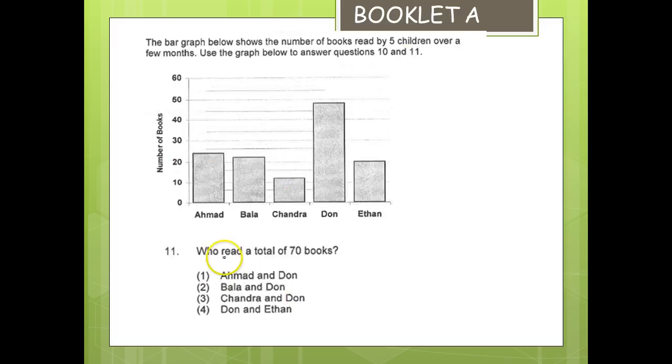Who read a total of 70 books? If I look, this is 24, Bala is 22, Chandran is 12, Don is 48, and Ethan is 20. Ahmad and Don would be 24 plus 48, which gives me 72. Bala and Don is 48 plus 22, which gives me 70. So my option is 2.